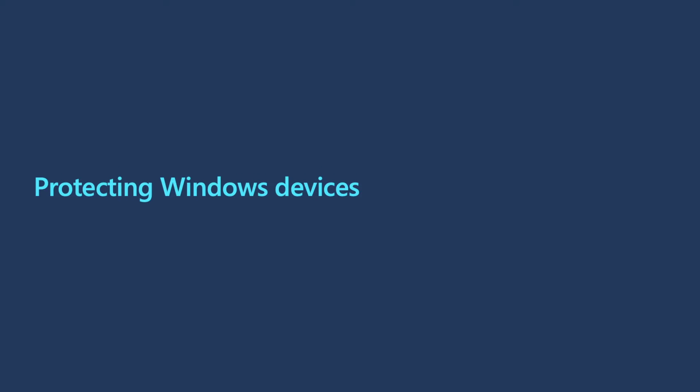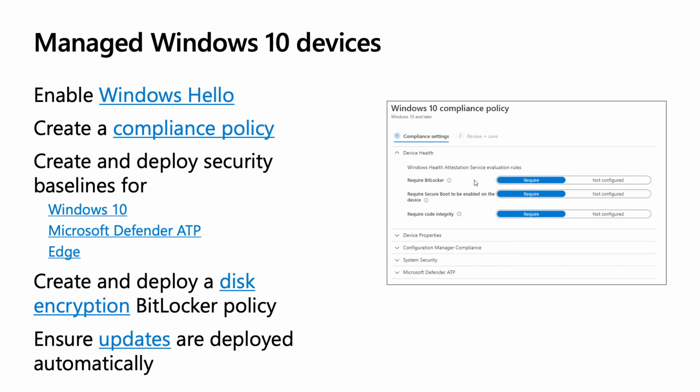Now that we can detect the risk associated with the device, let's look at how we can protect those devices themselves. And we'll start with Windows devices, focusing on both corporate-owned devices and personally owned devices. For corporate-owned devices, there are a number of things that we want to enable on those devices. We want to enable Windows Hello. Windows Hello is a form of multi-factor authentication.